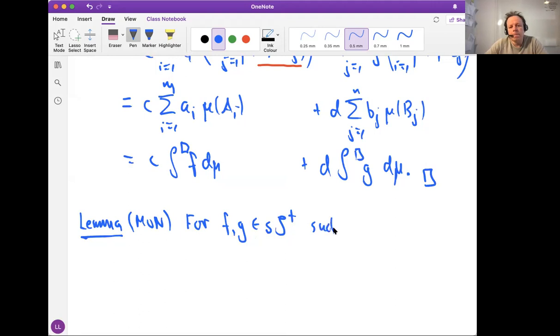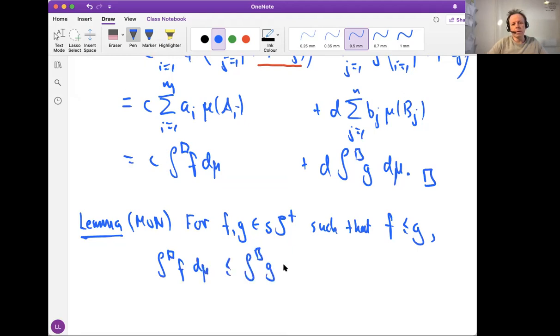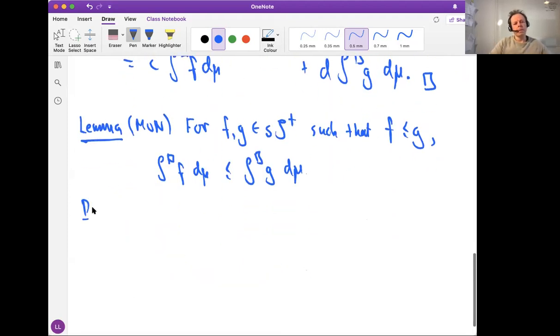such that f is pointwise less than g. So for every input value, we have ordering of this sort. Then the claim is that the integrals are ordered as well when the functions are ordered this way. The proof is not that complicated as before, so let's look at it quickly.